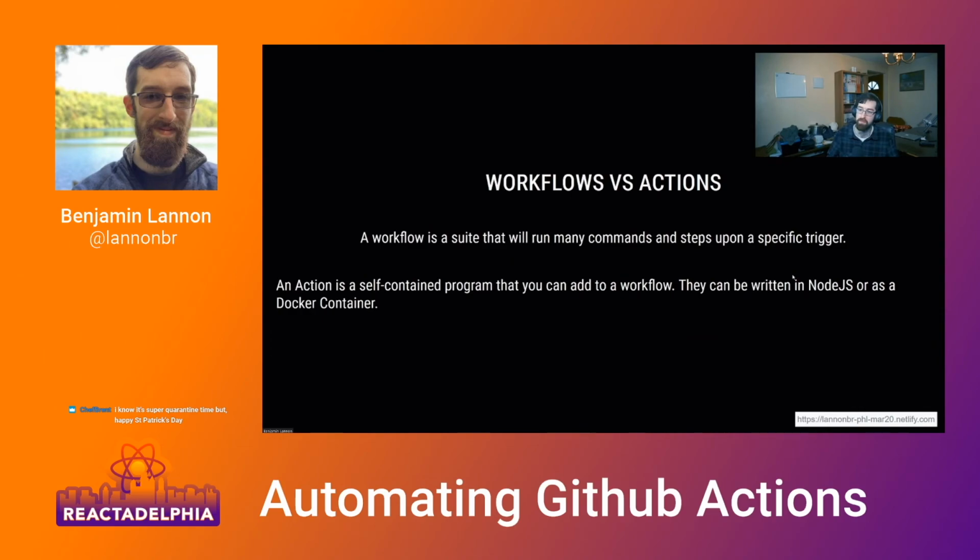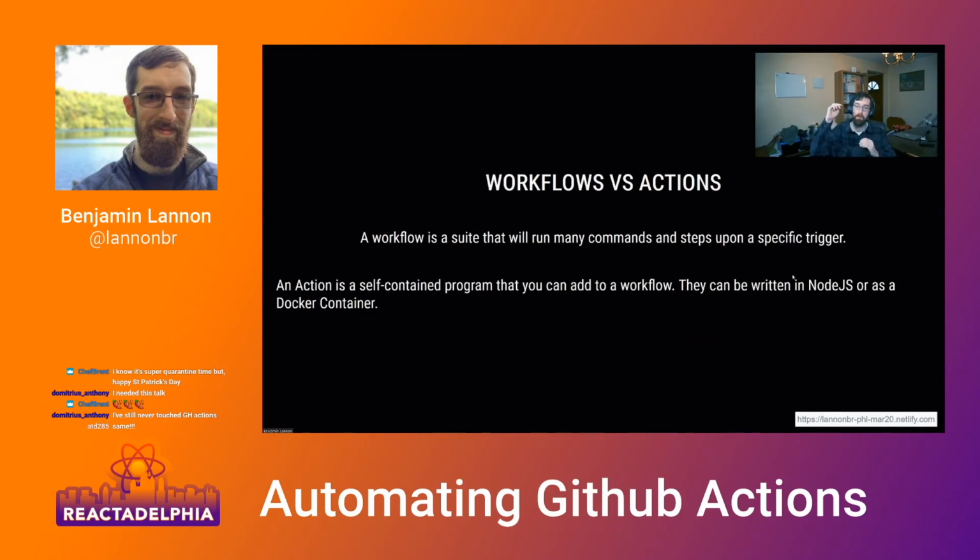So the platform is called GitHub Actions, but I've also been talking about this word workflows, and I think it's good to clarify early on. A GitHub Actions workflow is basically a suite of jobs that will run various commands or steps upon a specific trigger. Like if I open a pull request, it'll run some tasks. If I make a new comment in an issue, that'll run some tasks. If I do any of these things, it will run a workflow.